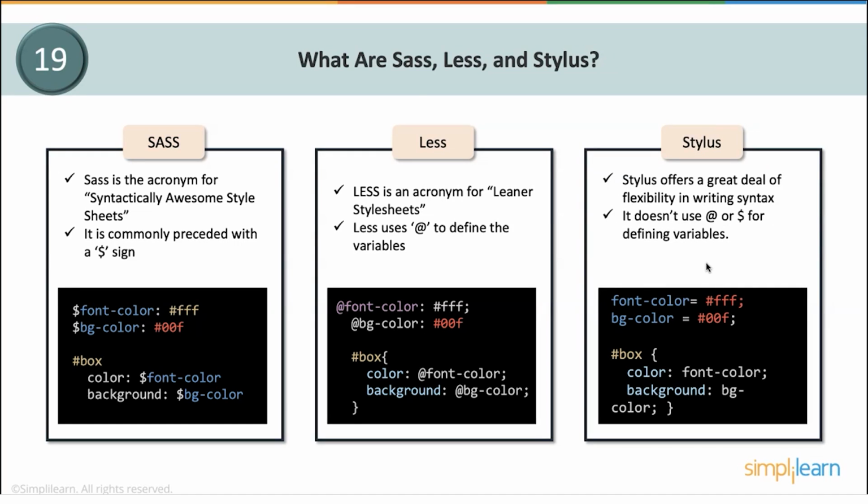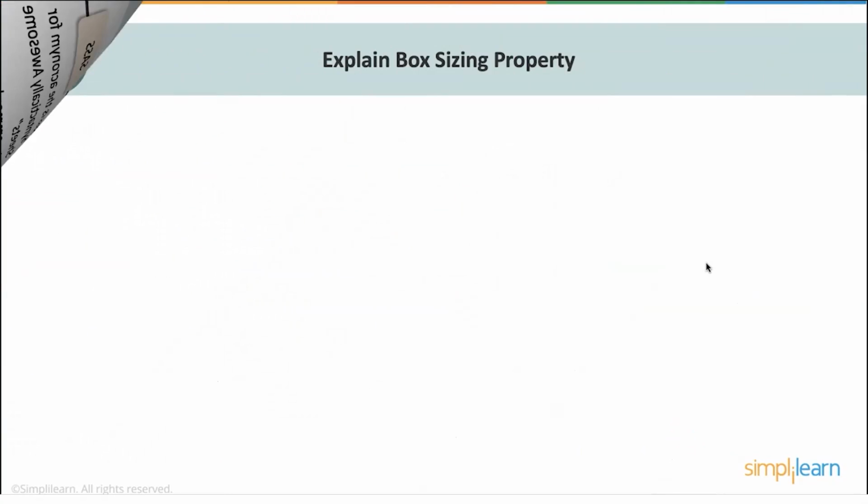Then you talk about Stylus. It is also flexible CSS, so it doesn't use the at sign or dollar sign for defining variables. We can just directly use the name and use it at any point of time. So these are the three very popular next-generation CSS options.